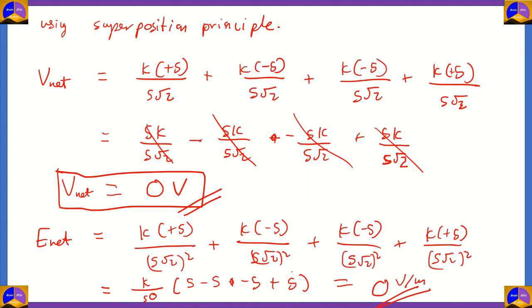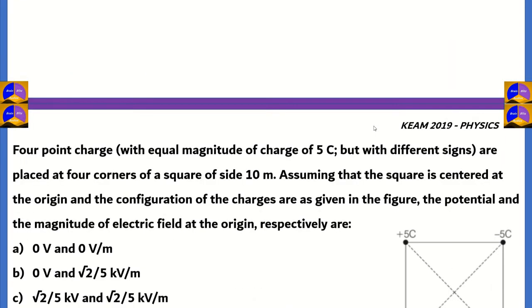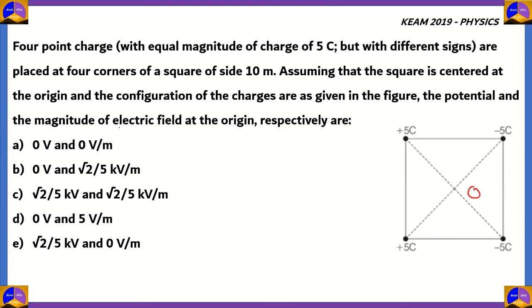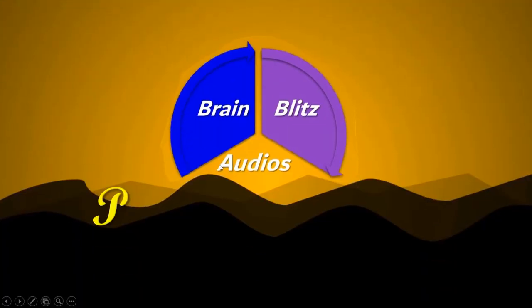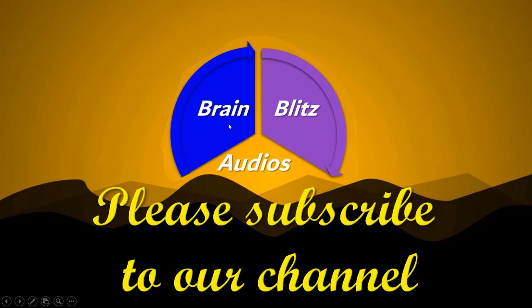So the net electric field in that square is 0, and the net potential at the center of that square is also 0. So therefore, the correct answer is option A, 0 volts and 0 volts per meter. Volts is the unit for electric potential, and volts per meter is the unit for electric field.